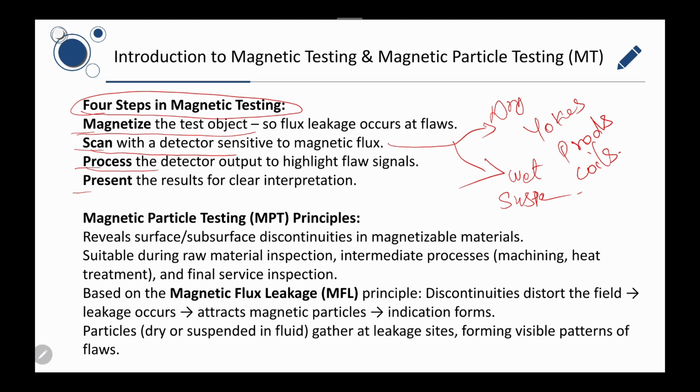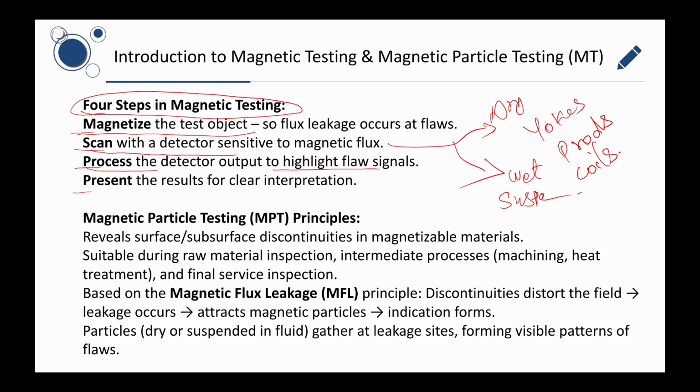Third step is process the output or indications. After scanning, indications must be enhanced or made clear for evaluation. This is done under white light for visible particles or UV light for fluorescent particles in dark condition, as mentioned in the standard.